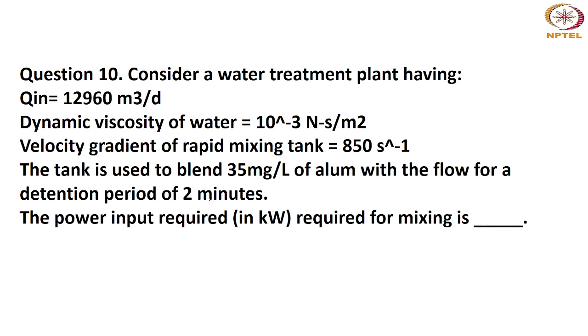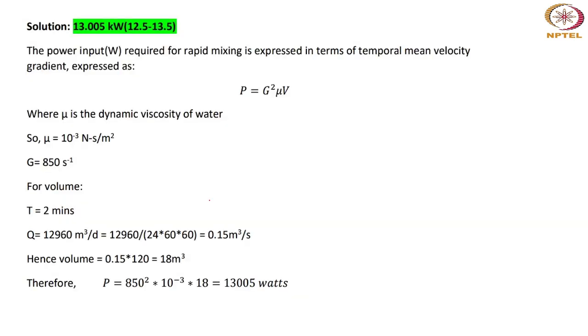Okay, we'll go for the solution. So the correct answer is around 13 kilowatt. I am using the same formula here, P equals G square mu V. So mu was given as the dynamic viscosity of water, 10 to the power minus 3 Newton second per meter square. G, the velocity gradient, is 850 second inverse.